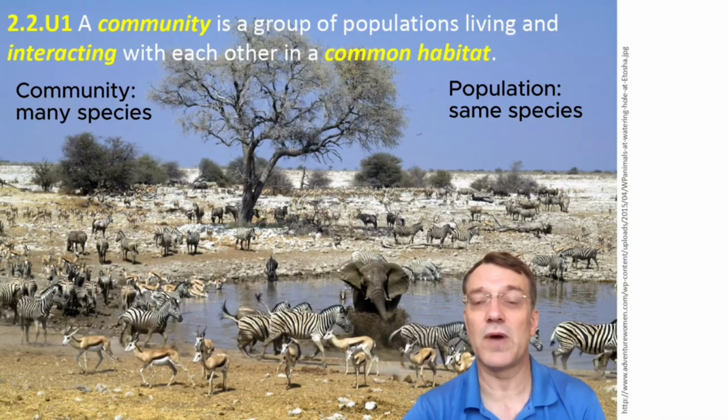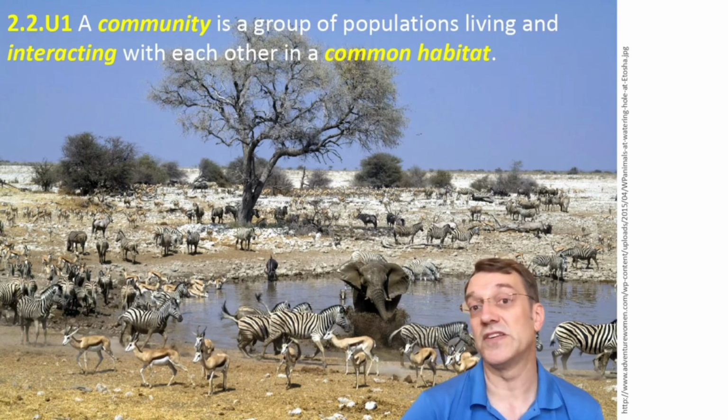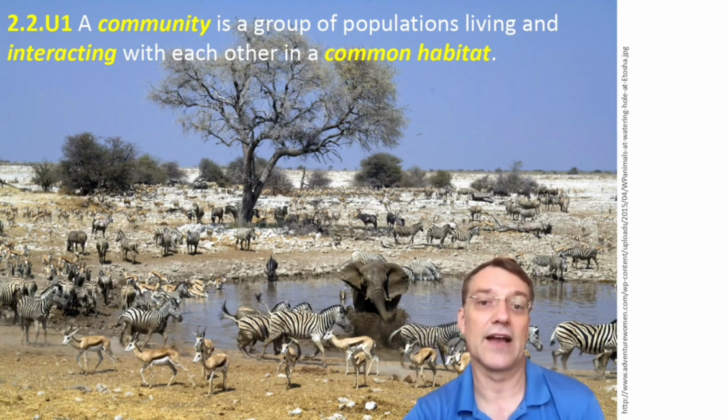Let's get into it. In ESS, a community is a group of populations living and interacting with each other in a common habitat. Think about a watering hole in Africa where zebras, elephants, and various antelope species all gather. They form a community by sharing the space and influencing each other's lives through competition, through predation, and other interactions.